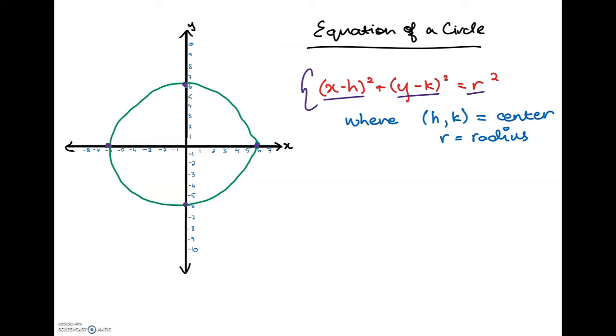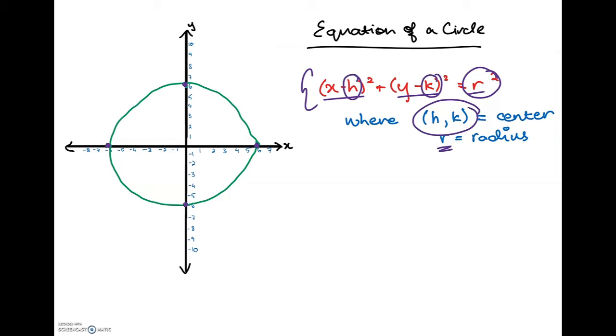From this equation, the bits of information you need to know are h comma k. So h comma k is the center. Those coordinate points will be the center point of your circle. And then r squared, the square root of r. So basically the value of r is your radius, the radius of the circle.